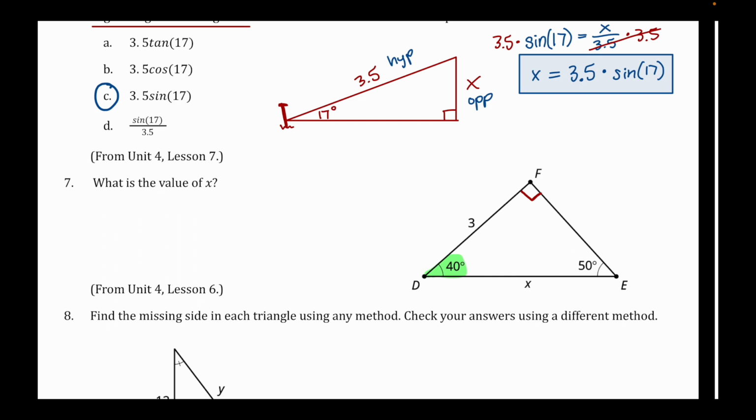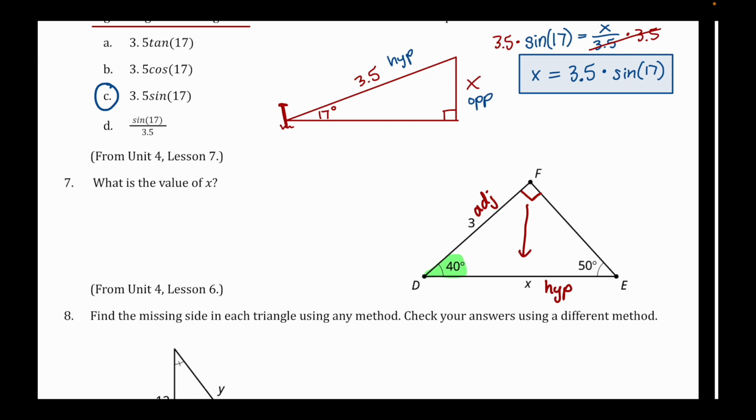So let's see. That makes x the, oh, nope, not the adjacent. That's across from the 90, so this is the hypotenuse. I almost fell into that trap. That makes 3 the adjacent. Okay, but with adjacent and hypotenuse here, if I'm using 40 degrees, I'm going to use cosine.